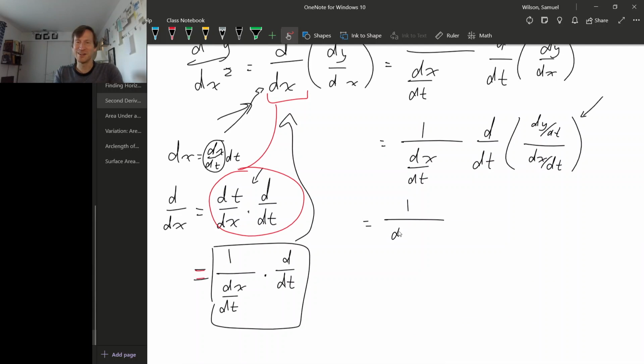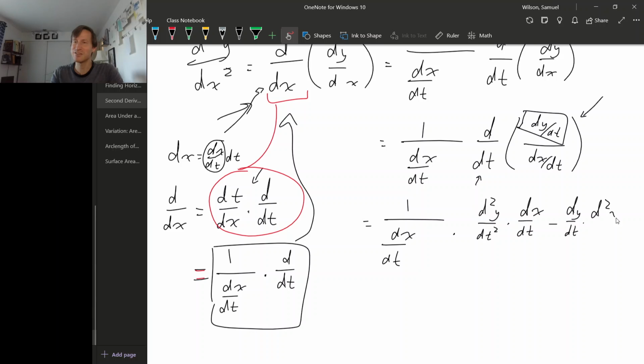So 1 over dx dt times, now we have to do the quotient rule here. The quotient rule says derivative of the top, and the top is dy dt. So the derivative of that with respect to t is the second derivative of y with respect to t times the denominator, so that's dx dt, minus the numerator, dy dt, times the derivative of the denominator, so that's the second derivative of x with respect to t, divided by the denominator squared, so dx dt squared.